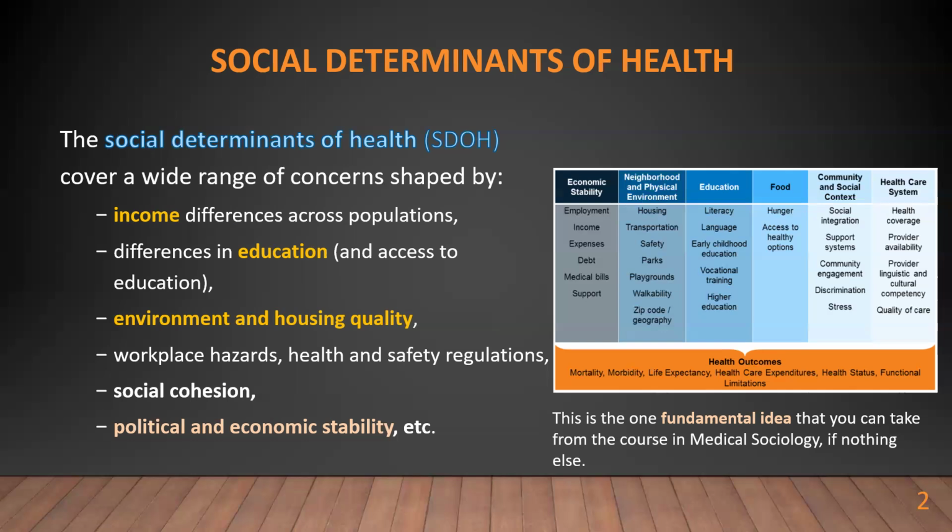And if there needs to be one fundamental idea from the course in medical sociology, then this is it: that health does depend on these social determinants, that health does not appear in a vacuum. Health is not something that people just make decisions about, right or wrong, but it is something that is produced by society, that is created by social interaction and social circumstances. We're going to discuss that later when we come to health lifestyles theory.